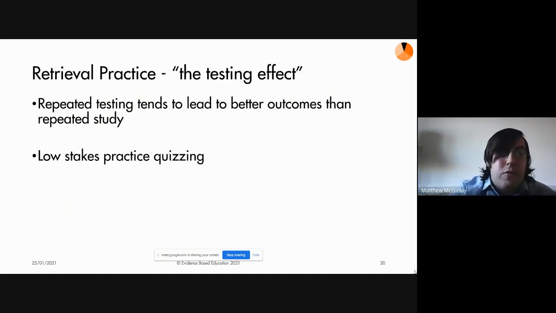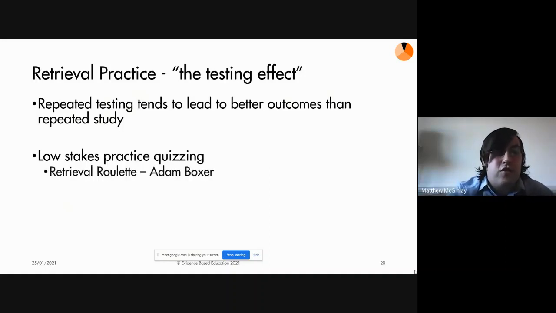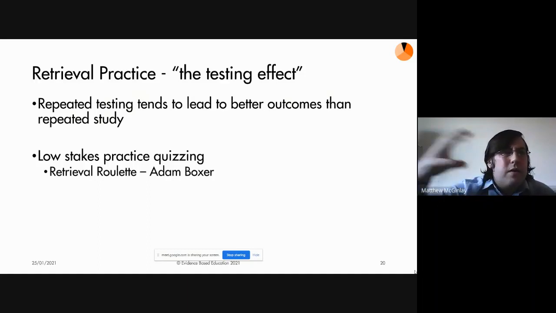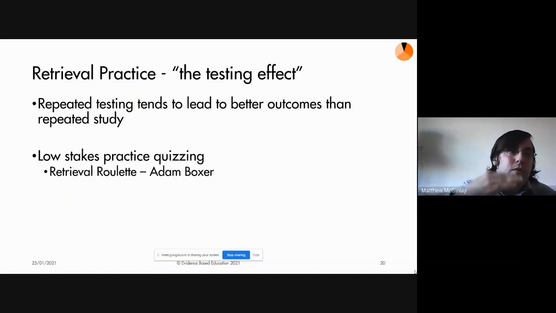And I think if you haven't found them before, there are two really useful resources to get some really high quality questions. Adam Boxer has Retrieval Roulette, and he's got on his blog loads of different sets of retrieval practice questions that you can use for different phases and different subjects. But keep that low stakes practice quizzing, which encourages students to take the knowledge and information they've got and actually output it rather than just trying to input more information.